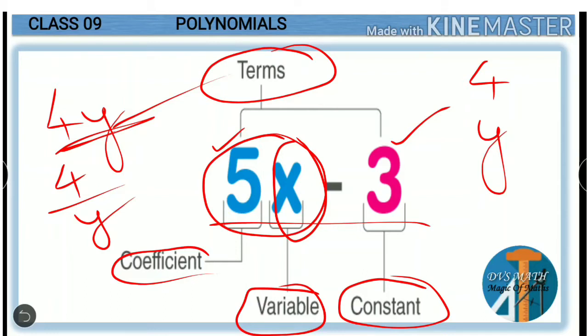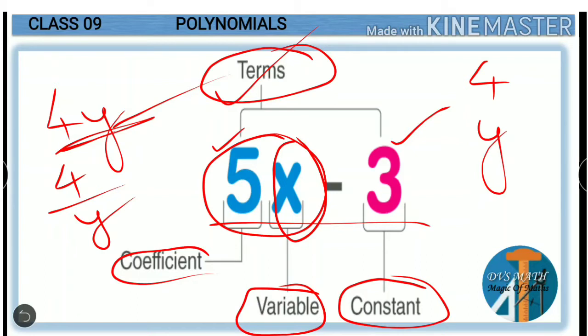So observe here, if the value is fixed, we are calling it a constant, or if we consider an alphabet and you can give any value for that alphabet, it is called a variable. The combination of variable and constant we are calling a term. The combination of terms with the operations of plus and minus we are calling an algebraic expression. And any number which is multiplied to a variable, we are calling a coefficient. Clear? I think you are clear about this.